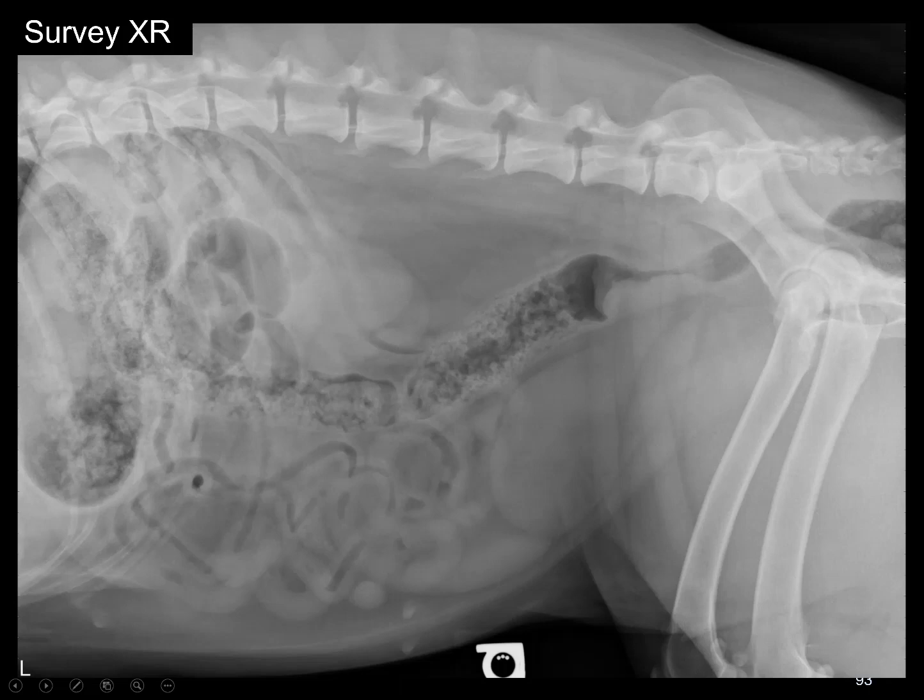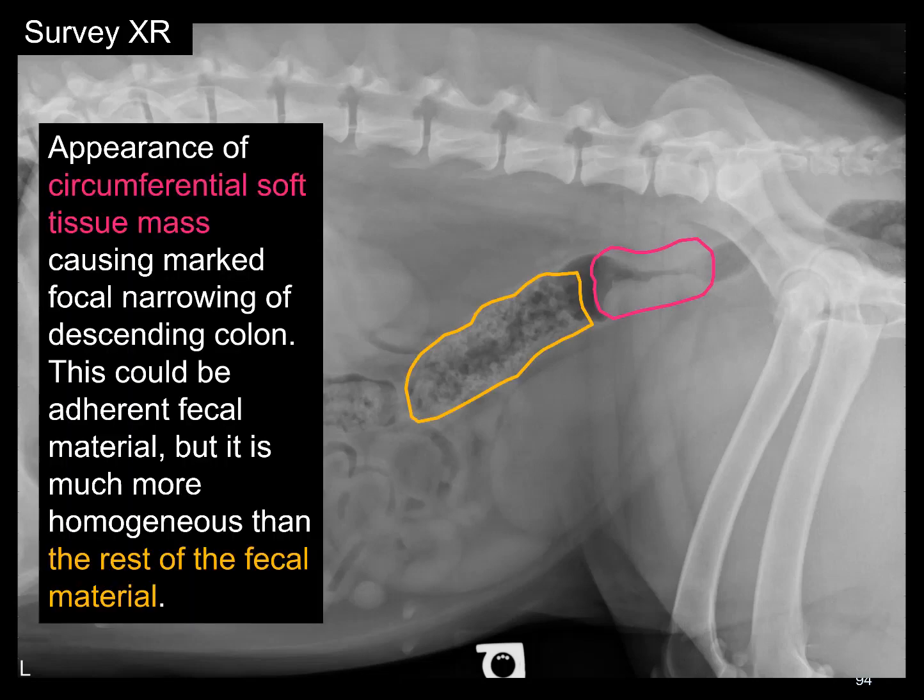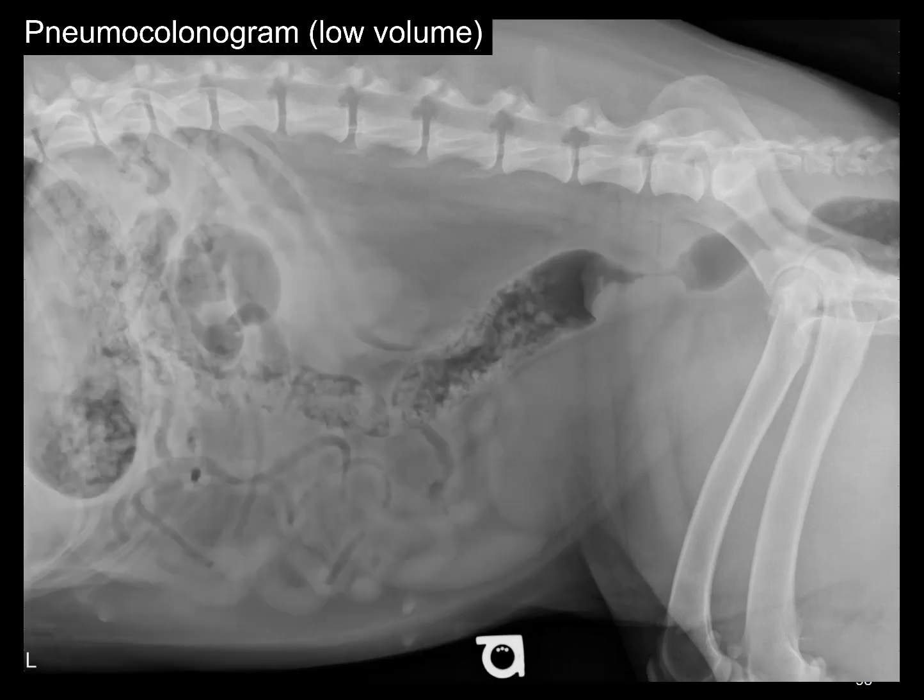Now, maybe this is a foreign object, maybe it's some other problem. Could this be weird fecal material that just looks different from the rest? I doubt it, but maybe. It's certainly something that I'm concerned about, but we probably need to follow up on that.